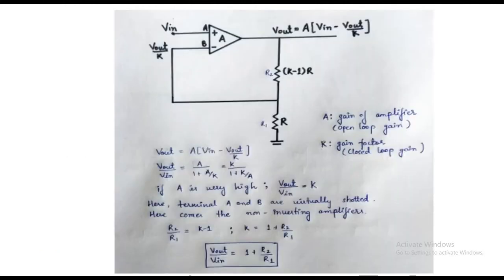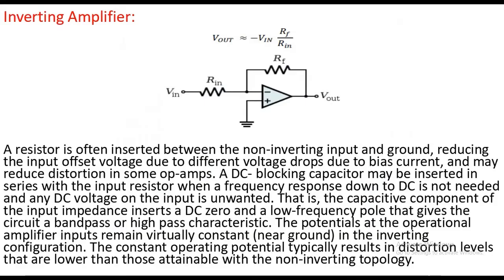There are several types of differential amplifier. This is one of them, and here we find that the amplification is 1 plus R2 by R1, where R2 is k minus 1 times R and R1 is R. Here k is the gain factor.